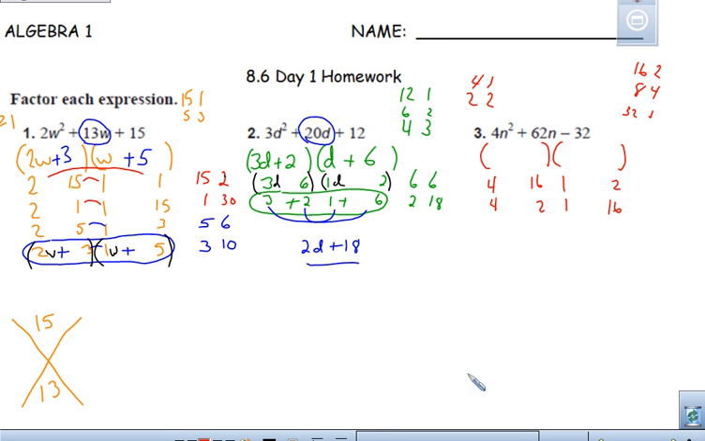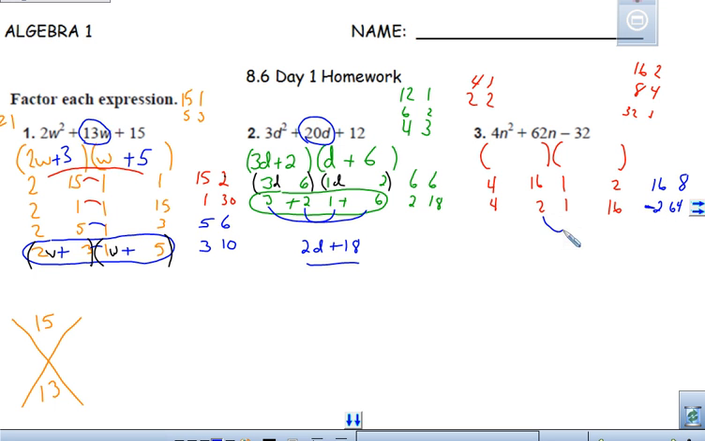So what we're working on is just looking at our insides and our outsides. Insides give me 16, outsides give me 8, insides give me 2, outsides give me 64. So I need to get 62. Notice now my signs are not plus, plus anymore. They have to add to give me a positive 62, but then they have to add and subtract to give me a negative 32. So that tells me one of my signs has to be negative. To get 62, we'd have to do 64 minus 2.